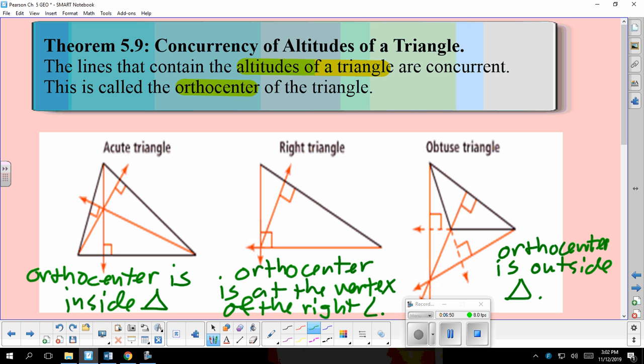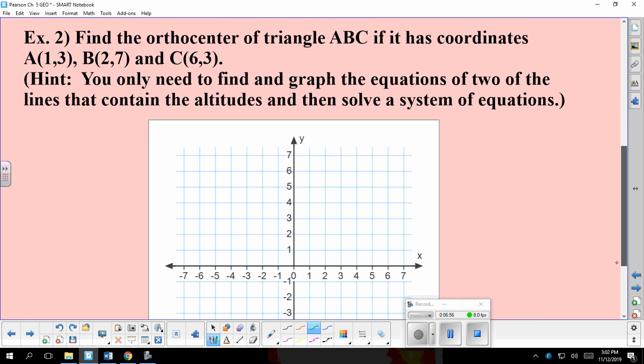All right, so let's graph these 3 points in our example below and see if we can identify the orthocenter. So point A is at 1, 3. Point B at 2, 7. And point C is at 6, 3. We connect those points to form a triangle. And I want to figure out where the orthocenter is. So what I need to do is come off perpendicular from the side to the opposite vertex.